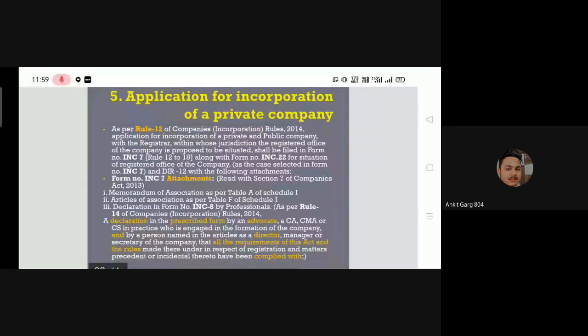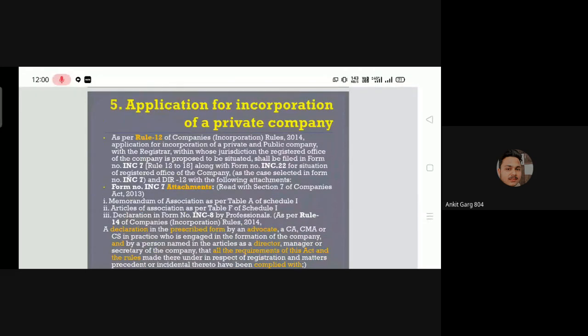Now let's discuss the application for incorporation of a private company. In this we will discuss how we can apply for a private company. So it's basically the rules, so it is mainly a reading portion that I'm going to cover.